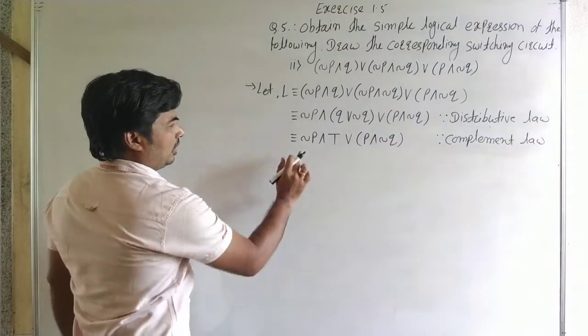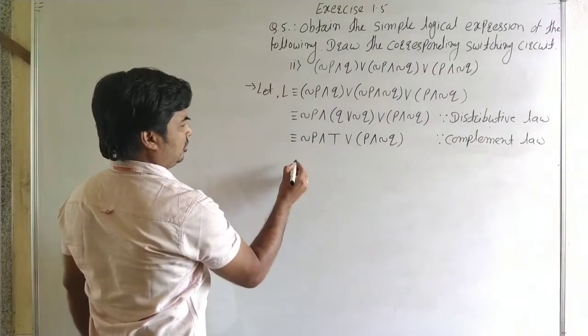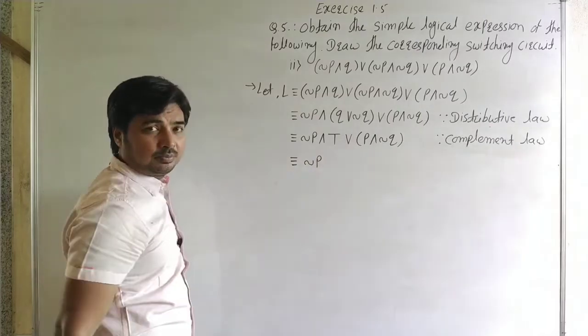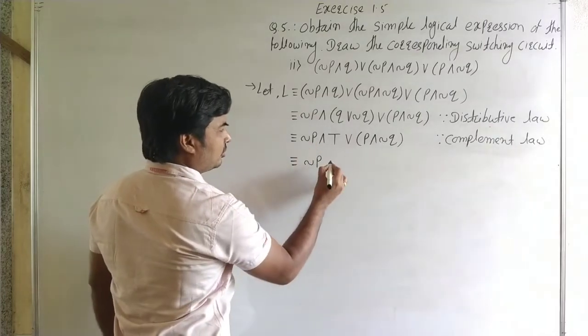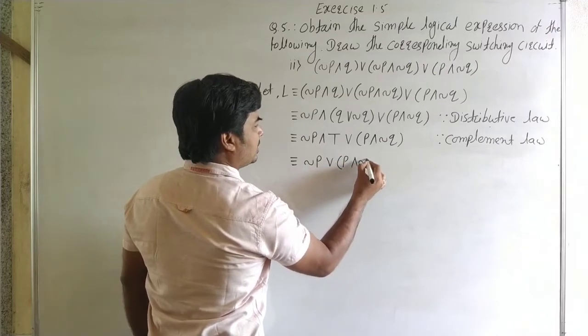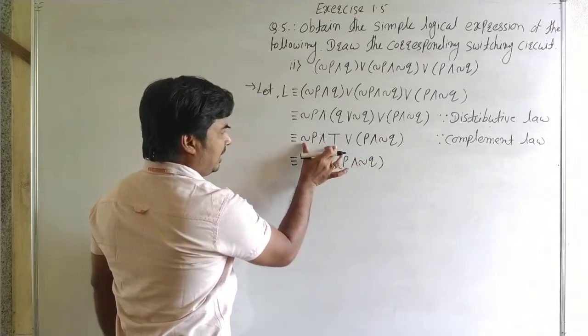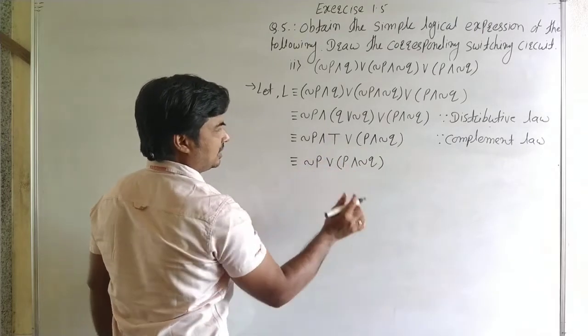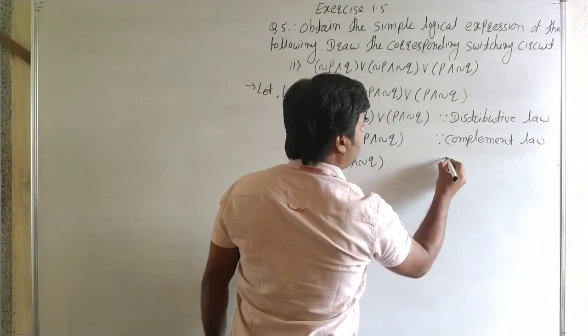Complement law. Now the statement and tautology, it is a statement. Statement and tautology, it is a statement. Or P and negation Q as it is. Now here it is the identity law.